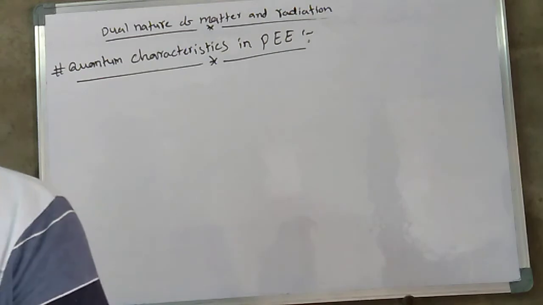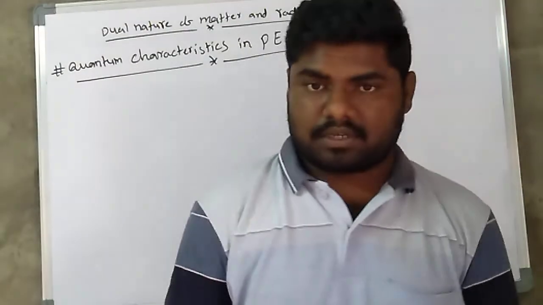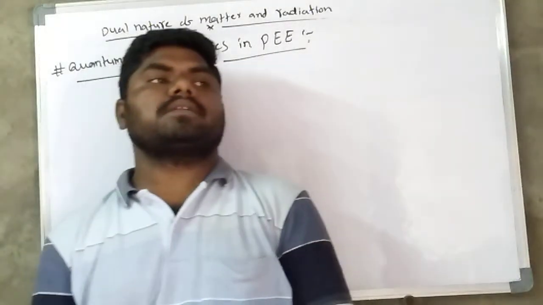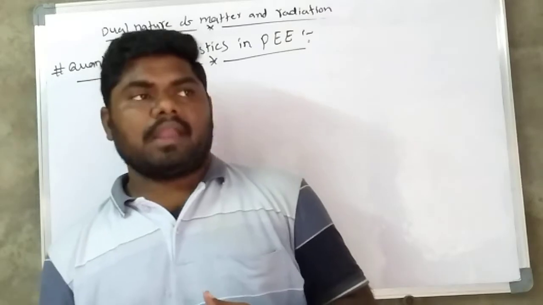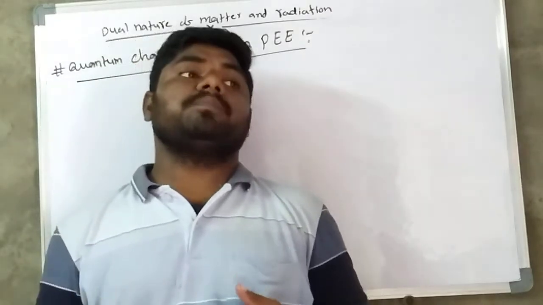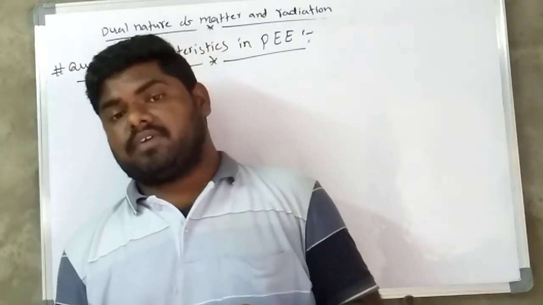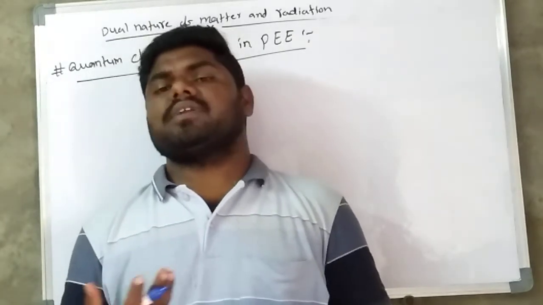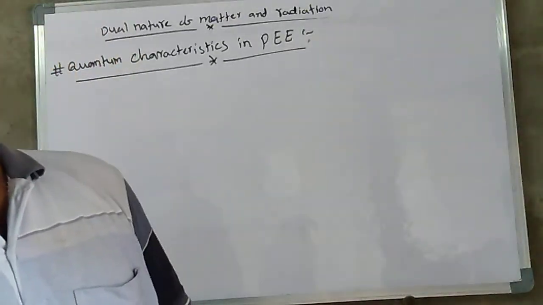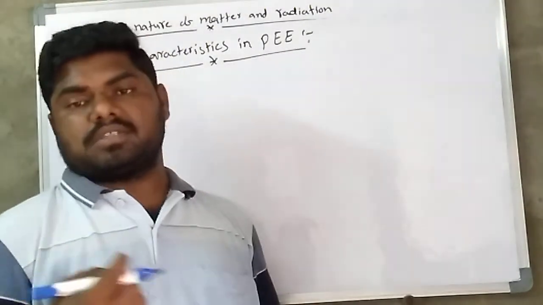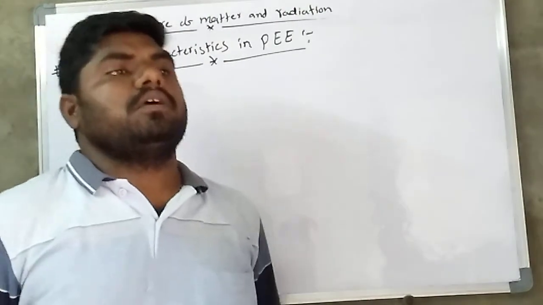Another important topic: quantum characteristics in the photoelectric effect. There are three characteristics. One is no time lag, another is h mu bigger than the work function, and another is h mu less than the work function. These three cases are very important. Remember them, because theory problems will be asked based on these three conditions.